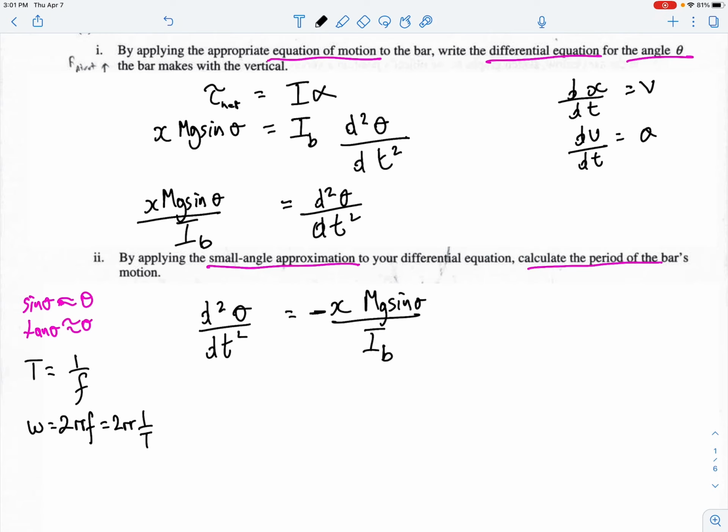But you can see there's a negative here because of the force. The force is causing the object to, it's a restoring force per se, so there's a negative there. Anyway, this is what you have. So if you use the small angle approximation, sine theta becomes just theta. So what you will end up with is minus mg theta over IB equals d squared theta over dt squared.